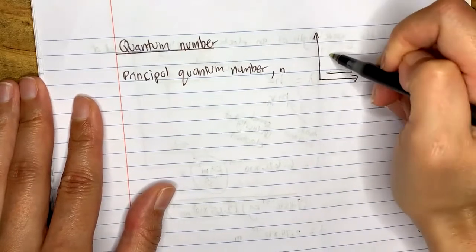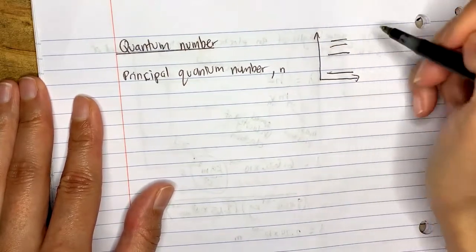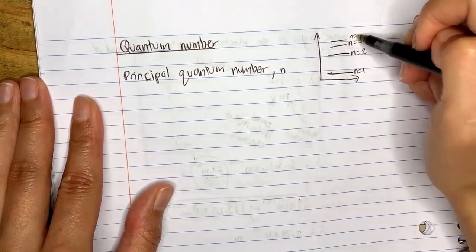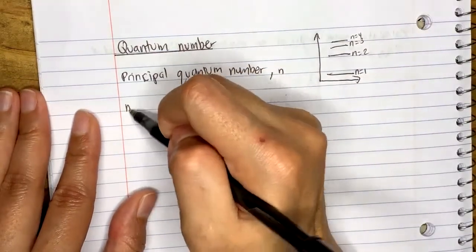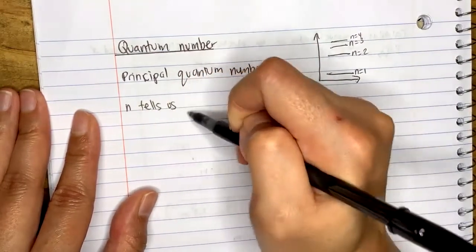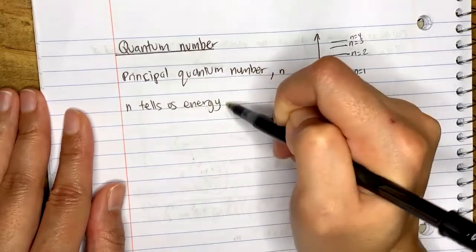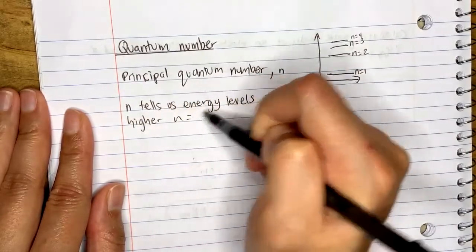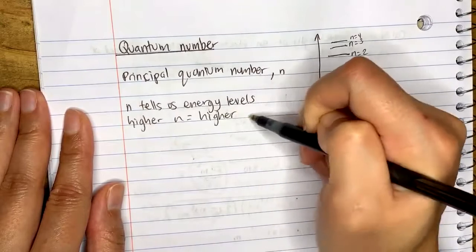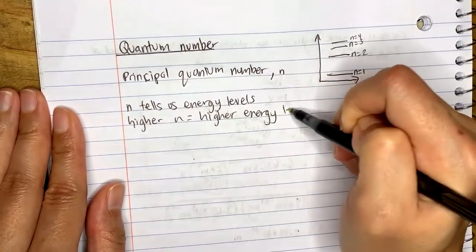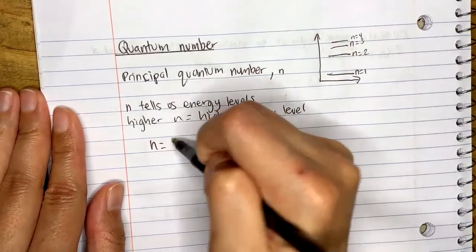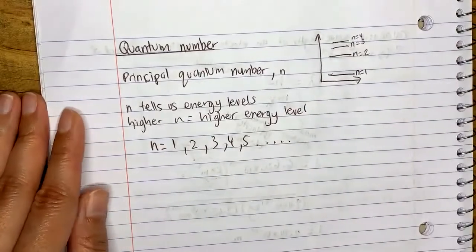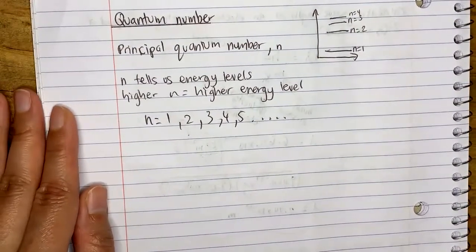Okay, and then I'll just do a short small little picture of it. It's like level 1, level 2, level 3, level 4. They get closer together. Okay, what does N tell us? N tells us energy levels. Higher N, higher energy level. And N starts from 1, goes up to 2, 3, 4, 5, and so on, all the way to infinity. Infinity and beyond. Okay, so that's the first one.